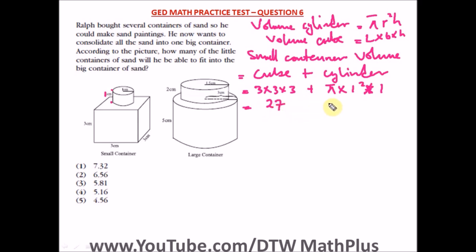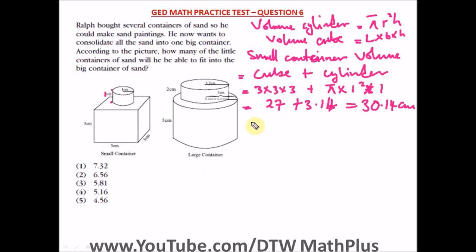All right, so from here we have 1 squared is still 1, times 1 is still 1, and pi will be given in your formula sheet as 3.14. Okay, so when you add this up together, what are we going to get? We're going to have 30.14 centimeters. So this is the volume of the small water container. Okay, all right, follow me closely.